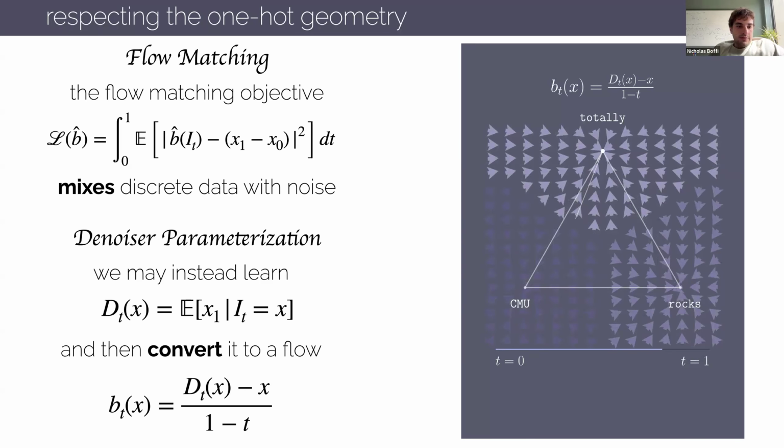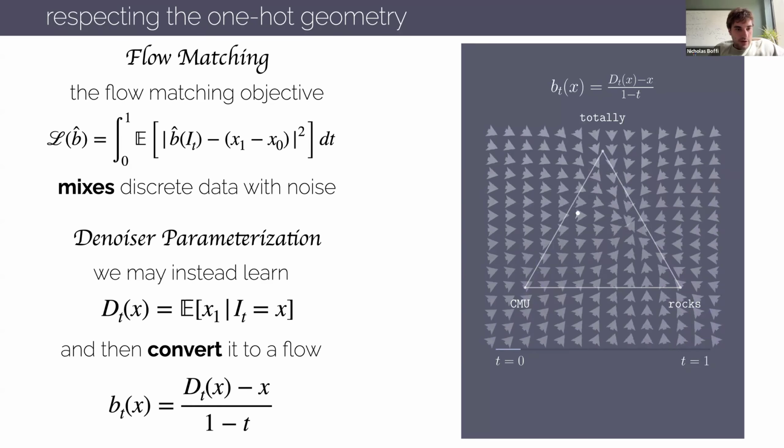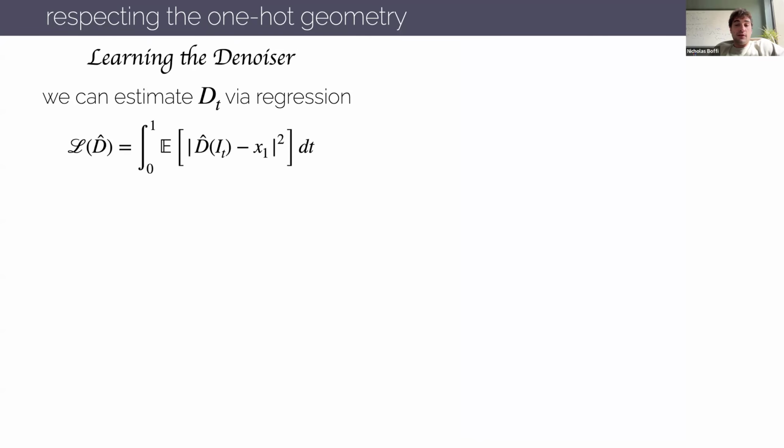Okay, so how can we learn the denoiser? Well, it is also a posterior mean. And so that means that I can learn it via regression. I can just solve this L2 regression problem that I've written here.